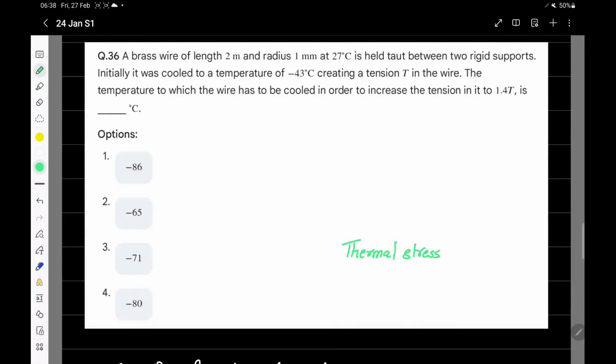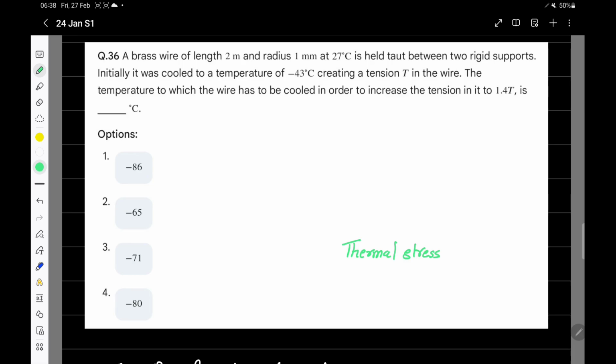Hello students, we are solving a question on thermal stress. This is from 24th January shift 1, JEE Mains 2026. The question says, a brass wire of length 2 meter and radius 1 millimeter at 27 degrees Celsius is held taut between two rigid supports.